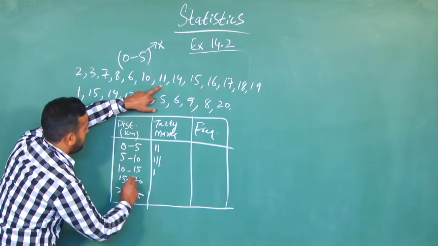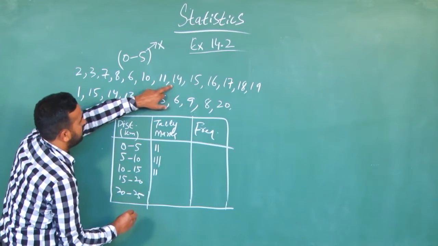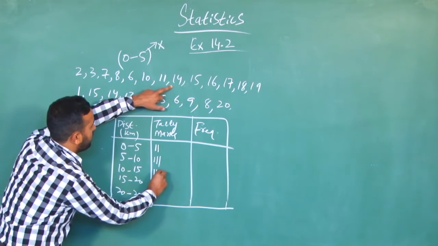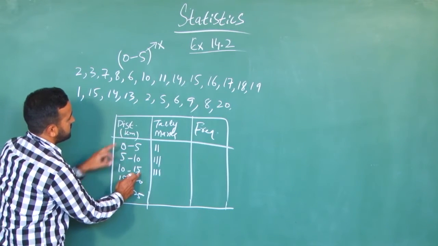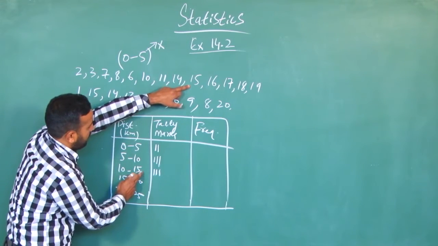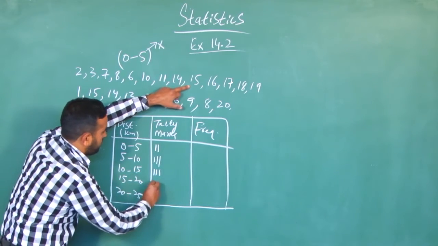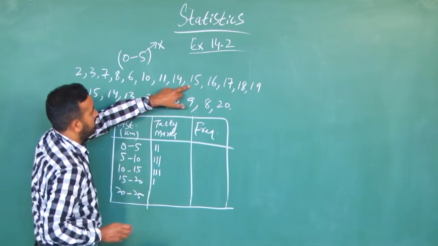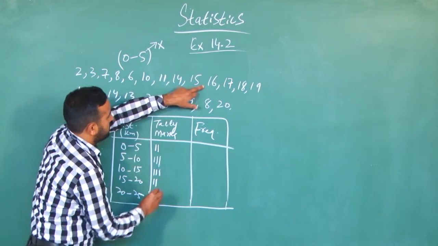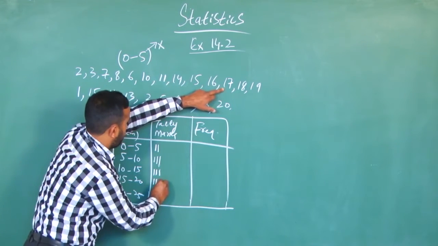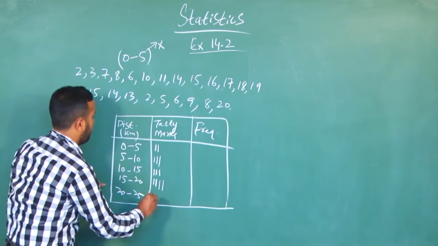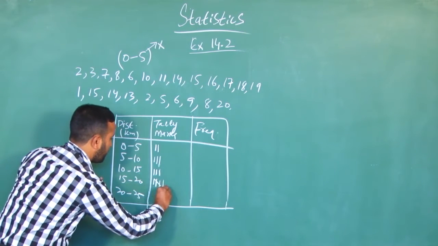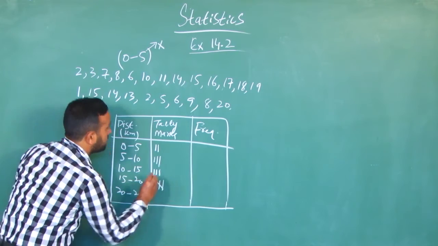11 will again be included here. 14 will be included here again. 15, now let us see, 15 is here. 15 will be included in this group because this group starts from 15. 16 again in this group. 17 will be in this group. 18 again here. 19, we have to cross the tally marks like this.